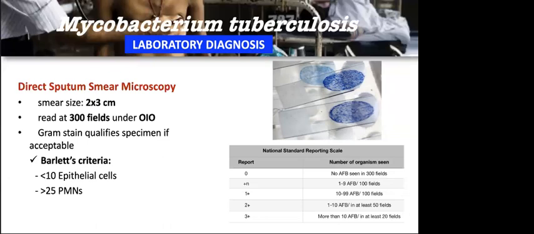So gram stain qualifies if the sample is acceptable for the Bartlett's criteria. Remember the Bartlett's criteria? There should only be less than 10 epithelial cells and greater than 25 polymorphonuclear cells.